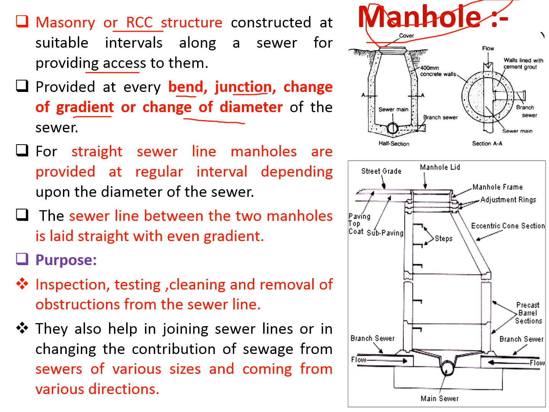For a straight sewer line, manholes are provided at regular intervals depending upon the diameter of the sewer. The sewer line between two manholes is laid straight with an even gradient. So basically what is the purpose? Inspection, testing, cleaning and removal of obstructions from the sewer line. They also help in joining sewer lines or in changing the contribution of sewage from sewers of various sizes and coming from various directions. So basically at all the junctions, such manholes are provided.